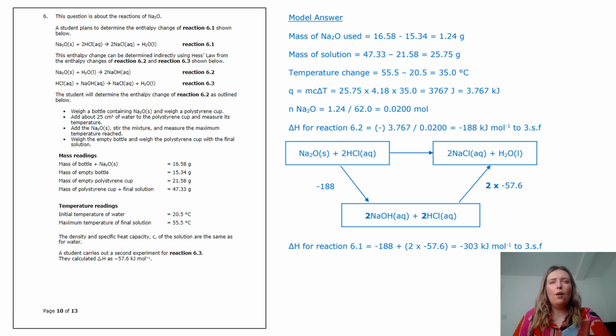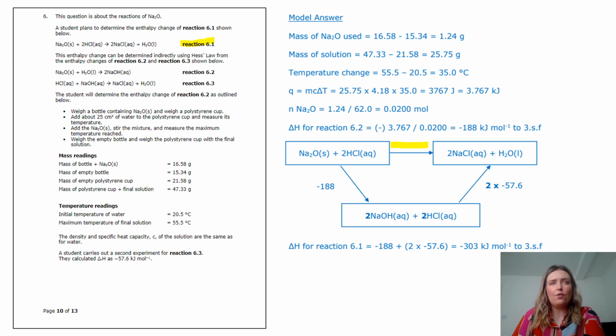You've been provided with a whole load of information about various energy changes. Constructing the Hess cycle that's going to be used to calculate the energy change from reaction 6.1 is definitely the most challenging thing in this question. So reaction 6.1 is the one that's running across the top, that's this one. Okay. And what we have to do is use reaction 6.2 and reaction 6.3 to kind of link together in order to form an appropriate Hess cycle to find the enthalpy change from reaction 6.1.